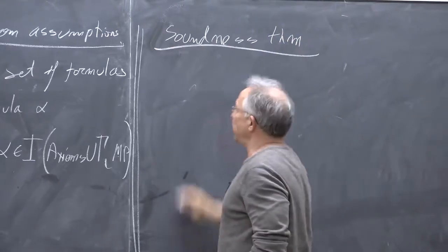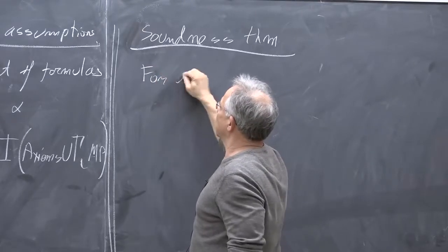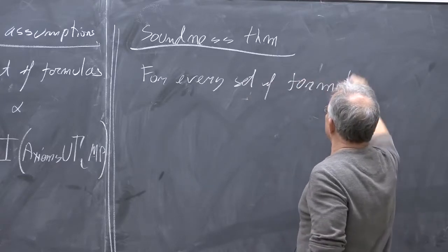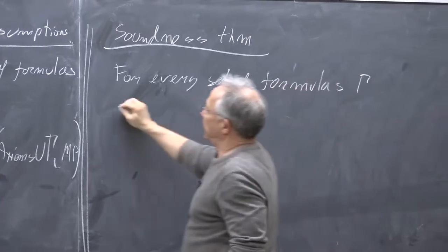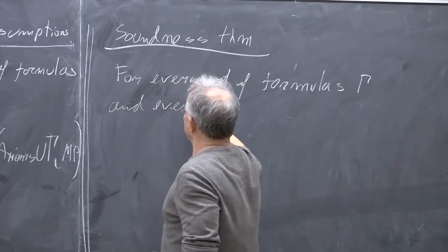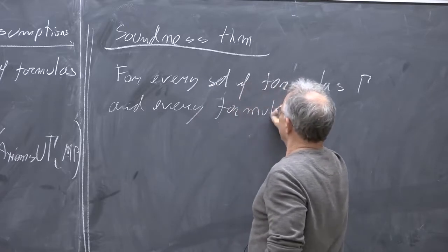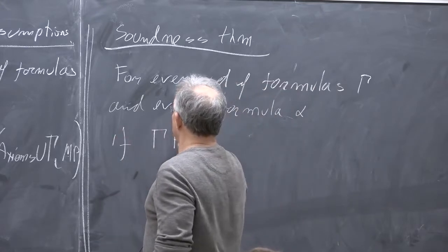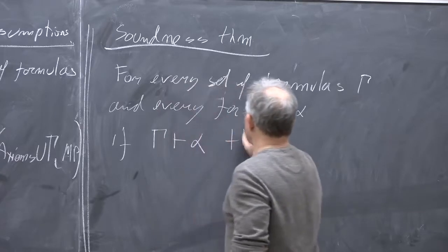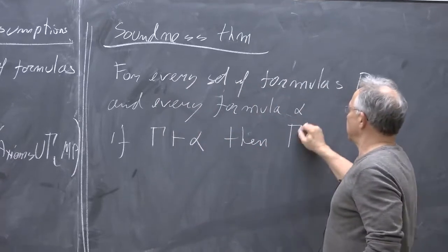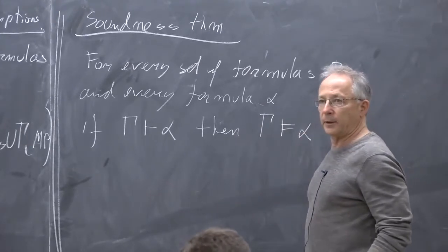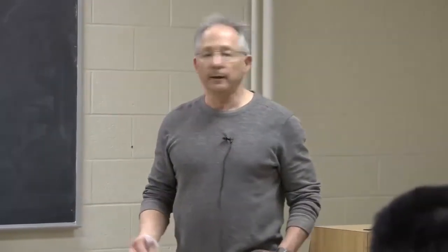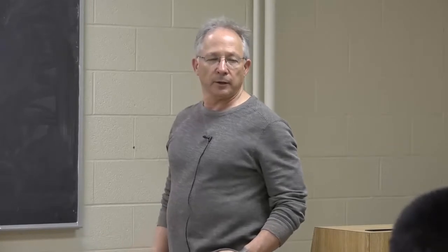So what will be the soundness theorem? It will say that for every set of formulas gamma and every alpha, if gamma can formally prove alpha, then gamma logically implies alpha. You remember the soundness is a connection between syntax and semantics. It tells us that if we prove something, then it's a logical implication.